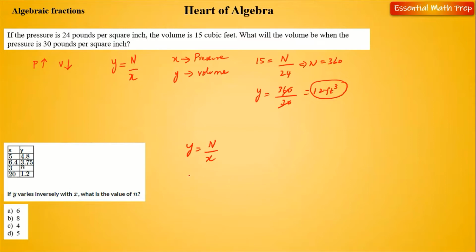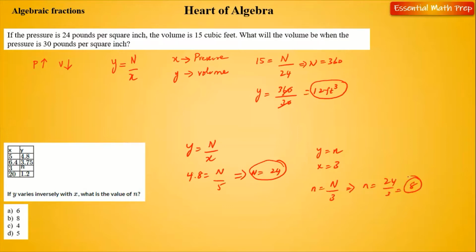That means when x equals 5, y is 4.8. So 4.8 equals n over 5, which implies n equals 24. So now we know our proportionality constant. We have to figure out the y value for n. So let's say y equals n over x, where x equals 3. That means y equals 24 over 3, which equals 8. So 8 is the correct answer.